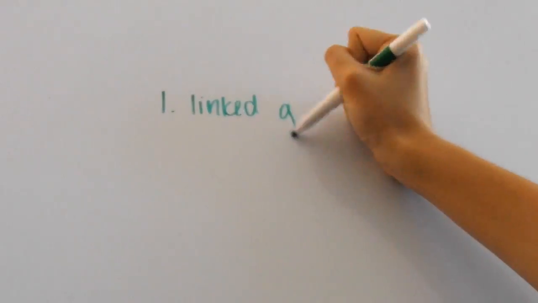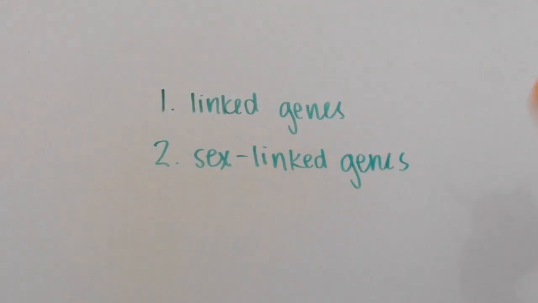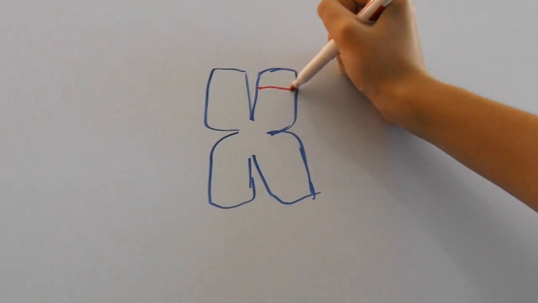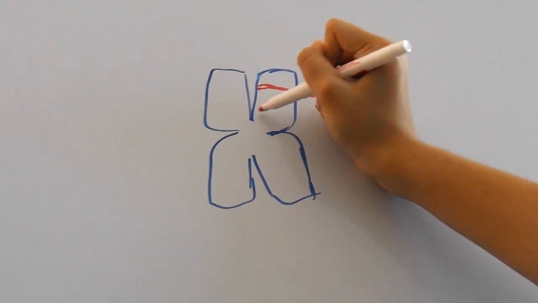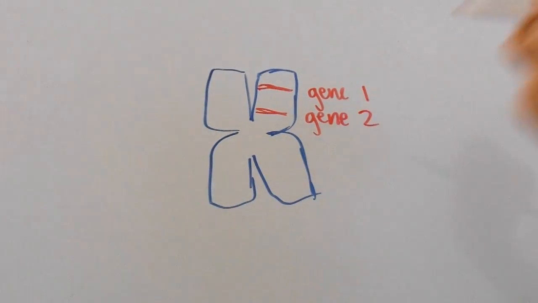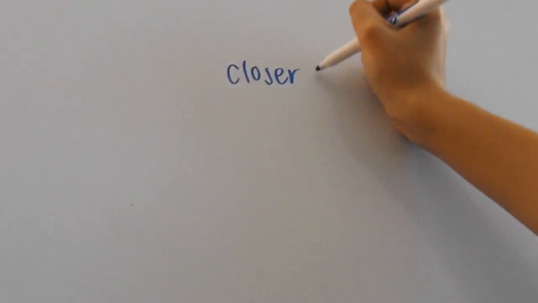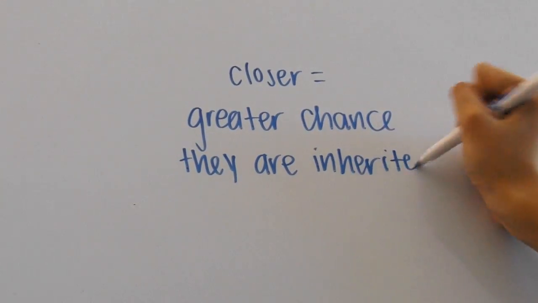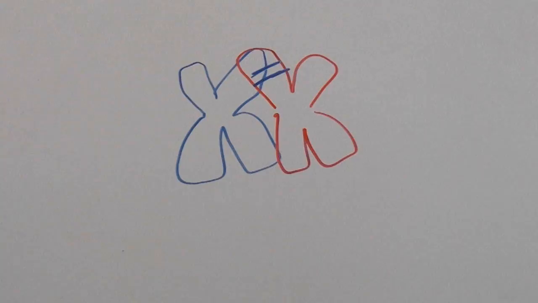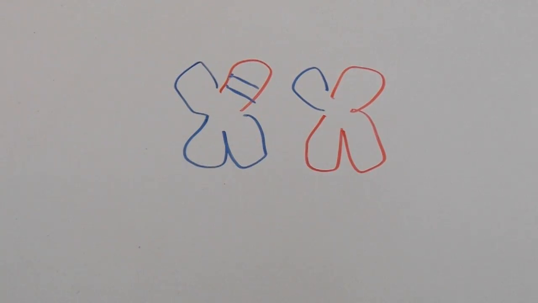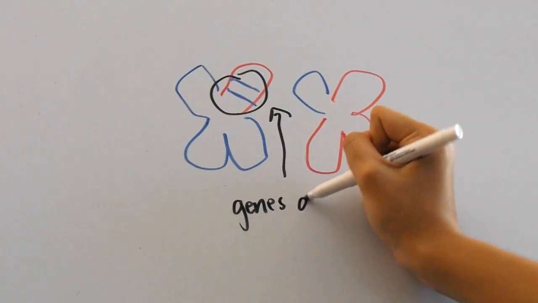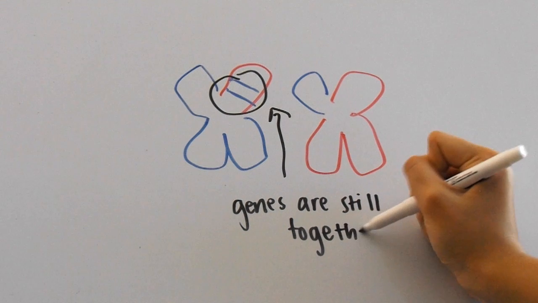Today we're going to go over linked genes and sex-linked genes. So first up, linked genes are genes that are on the same chromosome and are located close to each other. The closer the genes are, the greater the chance that they're going to be inherited together. That's because crossing over can occur, and when that happens, the genes that are closer together are still together, even when genetic information has been exchanged.